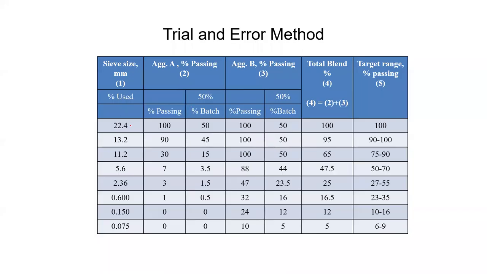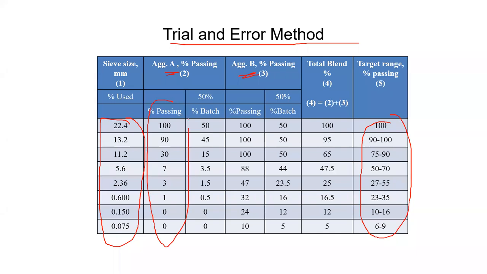Anyway, see, this is 22.4, 13.2, like that. This is the target range. You can see this is the target range, 100, 90 to 100, 75 to 90, like that. So you use the trial and error method because there are only two sources, aggregate A and aggregate B. So for aggregate A, this is the actual value, actual values after doing sieve analysis. This is for aggregate B.